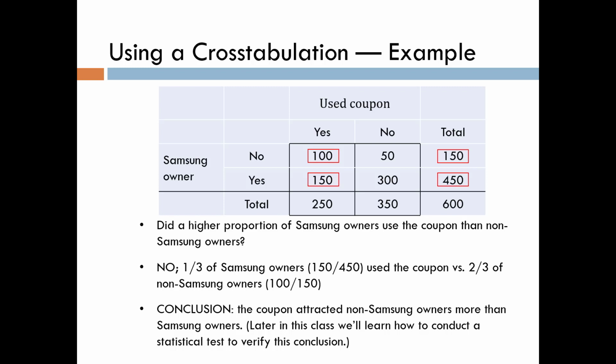From the standpoint of Samsung, this was an effective promotion in attracting new users to their brand, which is an important insight for management. Later in this class, we learn how to conduct a statistical test to verify this conclusion. That will allow us to eliminate sampling error as a reason for this result, that is, the possibility that this result was due to an unusual sample. More on that later.